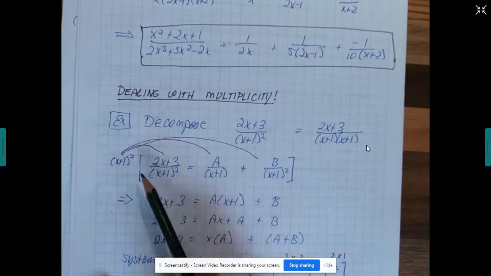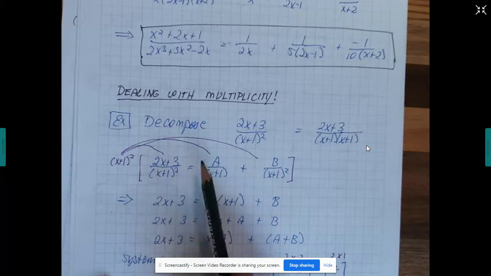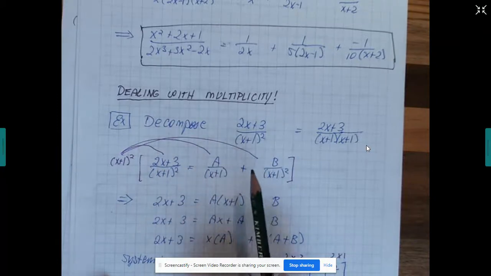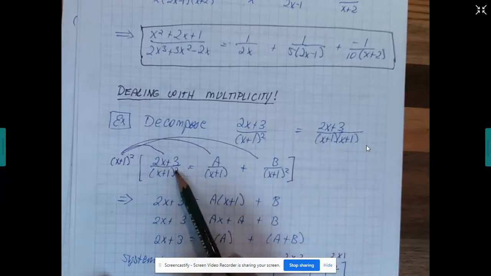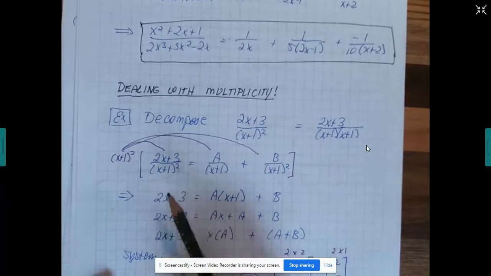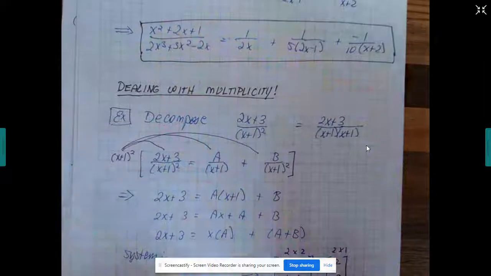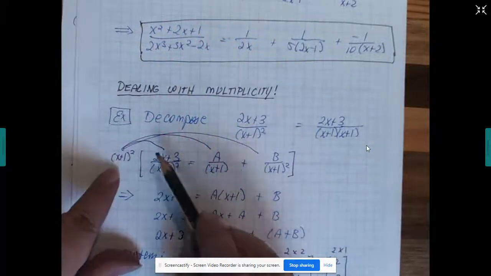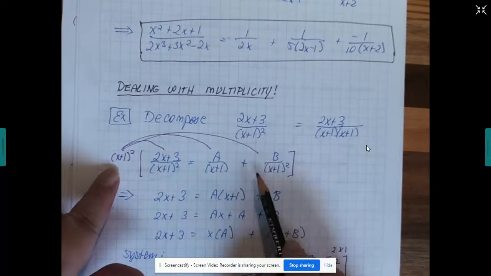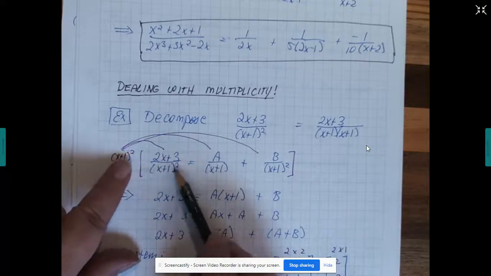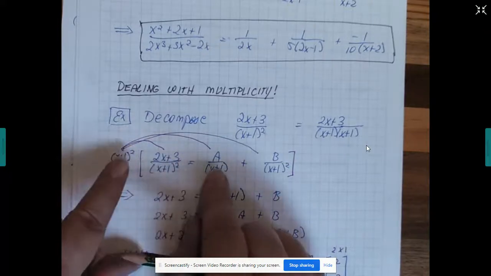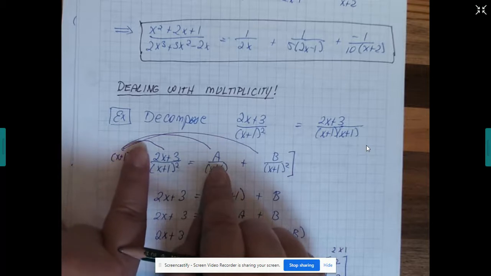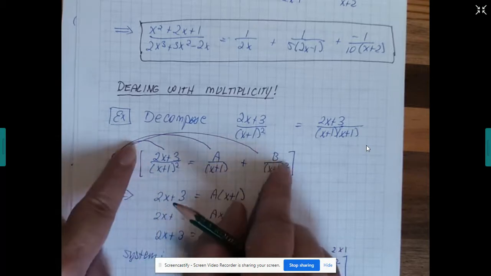Okay, so every time you have a multiplicity, you have to do one for each exponent that you have here. After that, it's all exactly the same. You are trying to get rid of the denominator by multiplying by the common denominator. So here, these two cancel out. Here, one of these cancels, and here, these two cancel out again, right?